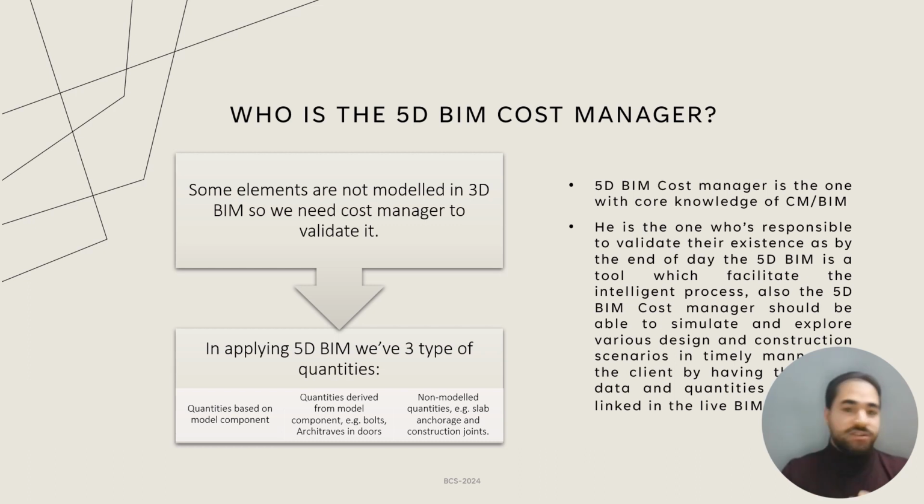Garbage in, garbage out. If you don't mention, for example, that we have architraves for the doors and formwork for the columns, the 5D BIM will not understand that we have extra cost for the beams or for the columns or for the doors. The other quantity is the non-model quantities that affect the cost, like the slab anchorage, the expansion joints, the construction joints. All of these items affect the cost but will not be modeled.